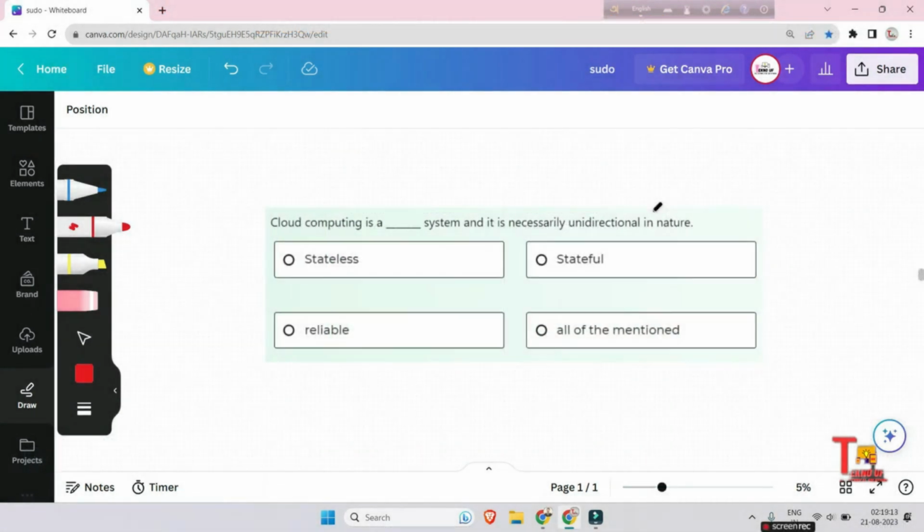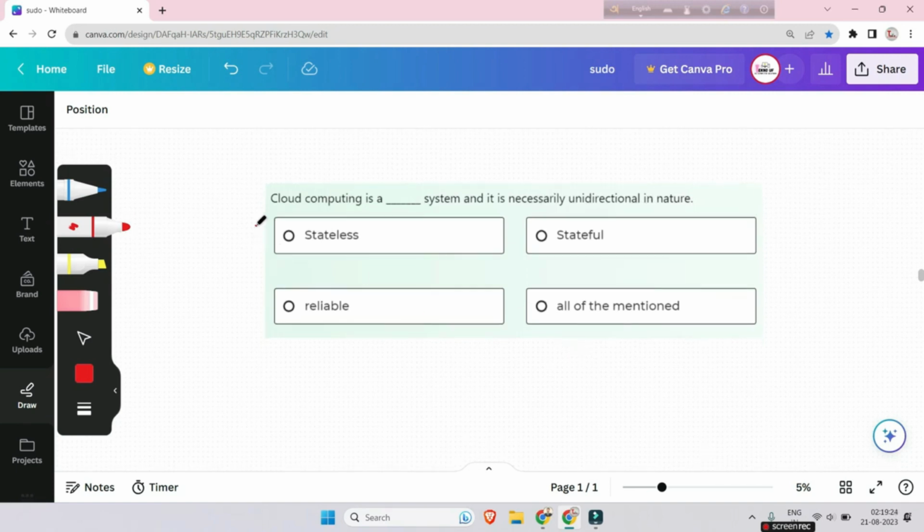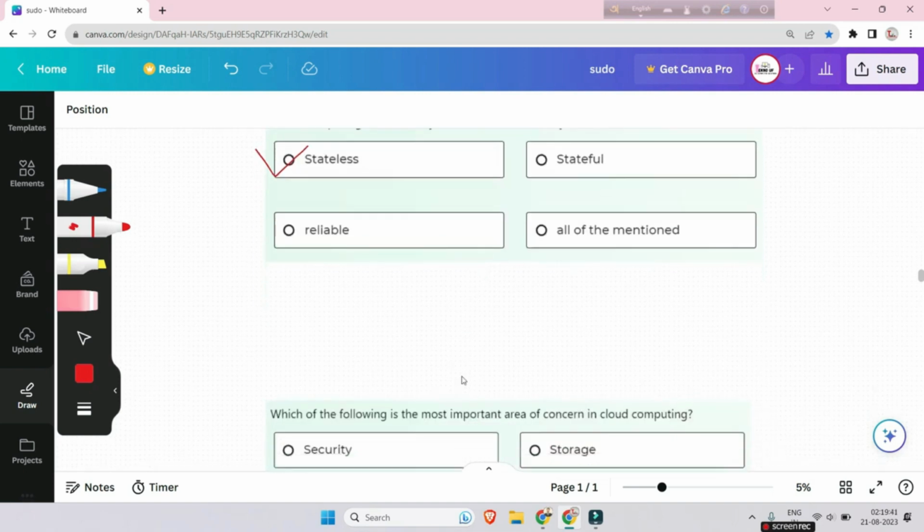So the first question is, cloud computing is a dash system and it is necessarily unidirectional in nature. What will be the answer? The answer will be stateless system. Actually, stateless computing is not about having no state, right? It is a kind of misnomer. It's about where that state is stored. So the stateless system will be the answer.